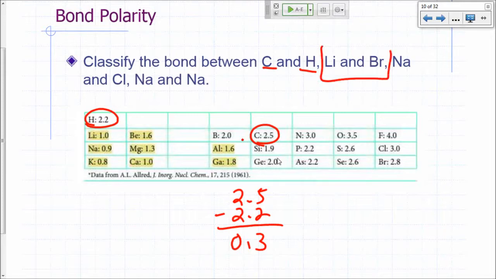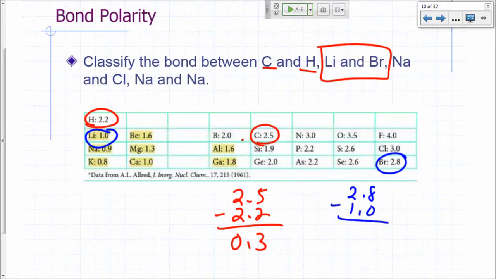What about lithium and bromine? Lithium's 1.0, bromine is 2.8. So what's 2.8 minus 1.0? 1.8. That's a very large difference. So we say it's a polar covalent bond. It's essentially ionic. You're up there close to 2, so that's an essentially ionic bond.